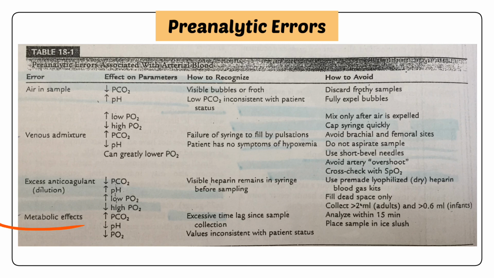The next is metabolic effects. This will give us a result of acidosis, and this happens when the blood sample is not analyzed within 15 to 30 minutes. If the sample cannot be tested within 30 minutes, it should be placed in an ice slush to slow the metabolism and keep ABG results accurate.